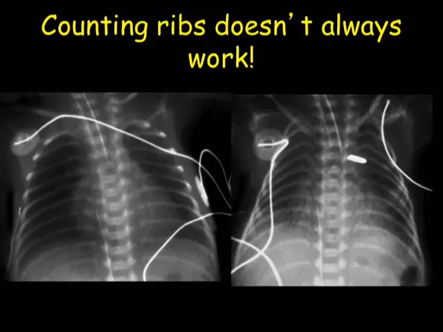And the reason is that the ribs are not a static structure. They're moving with patient's inspiration and expiration. So you can count ribs, but keep it in context with everything else that's going on in the chest.